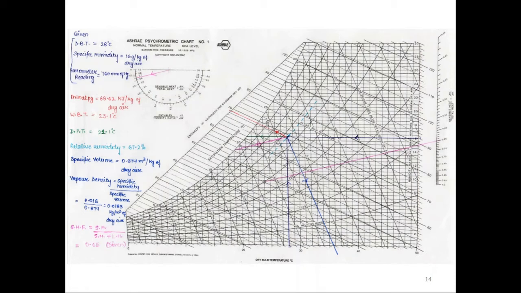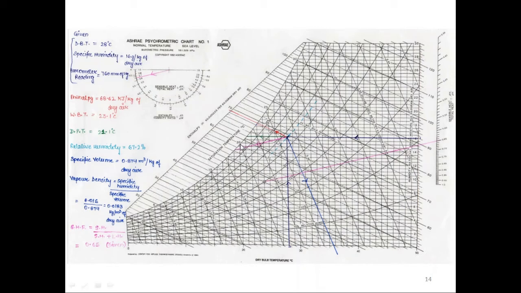Now we have to find the other properties at this point. First of all, we will find the value of WBT, wet bulb temperature. You can see in the diagram there are dotted lines. These dotted lines represent the wet bulb temperature lines. It is also written here, 25 wet bulb temperature, that is 25 degrees Celsius WBT. So our point is this one. We will draw a line parallel to this dotted line. It will cut here. So we have to find the value of temperature at this point.